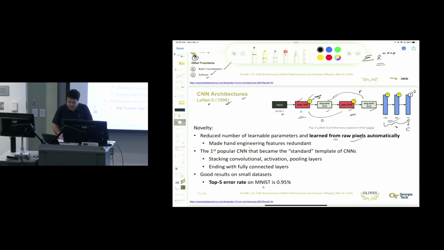So it made hand engineering features redundant by automatically extracting features itself. It's the first popular CNN and provides a standard template, as I said. The idea of convolution layers, pooling, and fully connected layers all stacked together is the LeNet architecture.